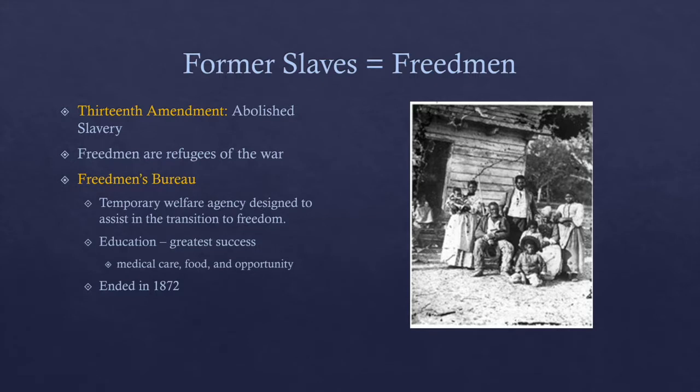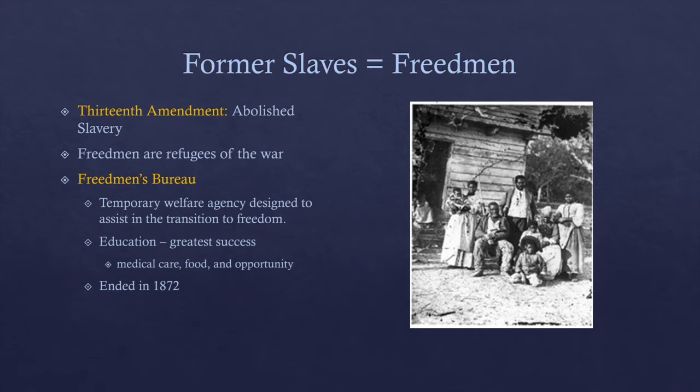Before the war even came to an end, steps were being taken to radically reimagine what the United States would look like going forward. Foremost among these was the 13th Amendment, which formally abolished slavery in the United States. But now that slavery was abolished, what was to become of the former slaves, now known as freedmen? To answer this question, Congress established the Freedmen's Bureau. It was a temporary welfare agency designed to assist in the transition to freedom.